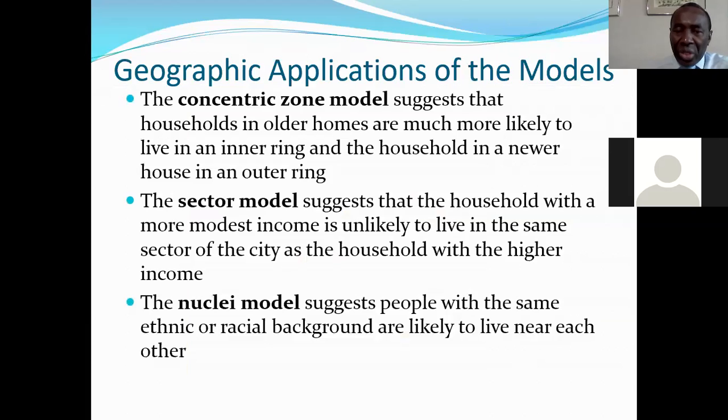So for the sector model, what it says is that those people with higher income are unlikely to live in the same neighborhood with those with very low incomes. We see it in various cities in America. If you are making $100,000 and above, you will not be in the same neighborhood with somebody making $35,000 or $30,000 a year. Definitely, you will not be in the same neighborhood.